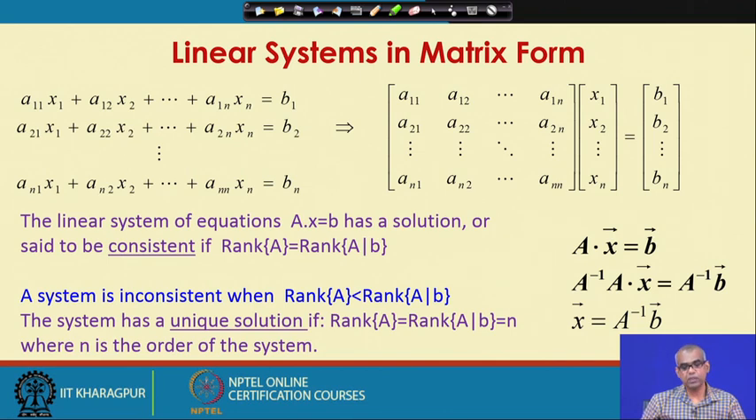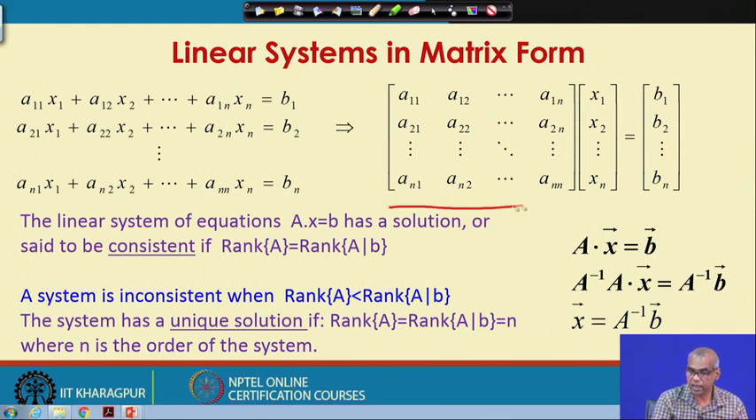The linear system of equations A x equal to B has a solution, or is said to be consistent, if the rank of A is equal to the rank of the augmented matrix A B. That means, you have this matrix as A and then put this column vector B here. So, another column in the matrix A comes from this vector B. So, that is known as the augmented matrix.